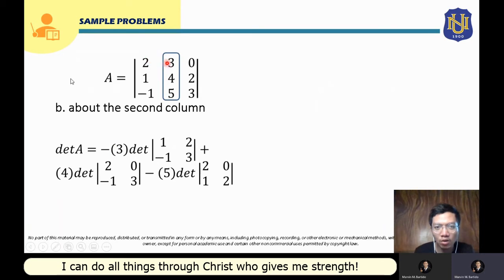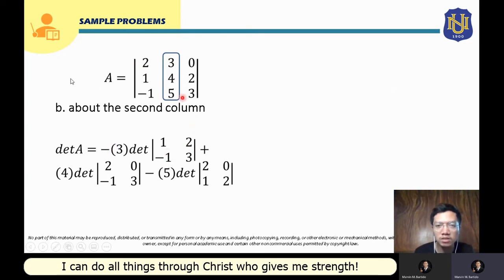So delete the row, delete the column, and then solve for the determinant of the remaining elements: 1, negative 1, 2, and 3. And we just multiply the sign convention for this element. The sign convention here is negative, since positive, negative. So this will be negative. That's why it's negative here.